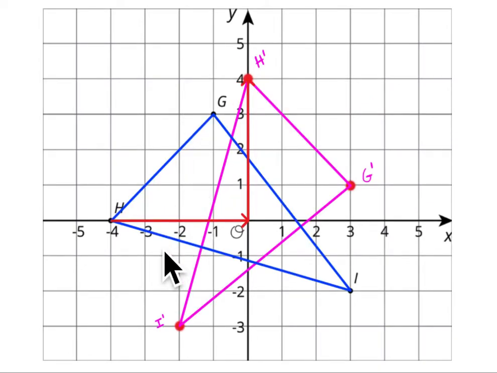A little bit hard to see here. Here it is right here. This is this red arrow from H to the origin, and then you move up to H prime up here. So it's a 90-degree rotation of H from here to here.